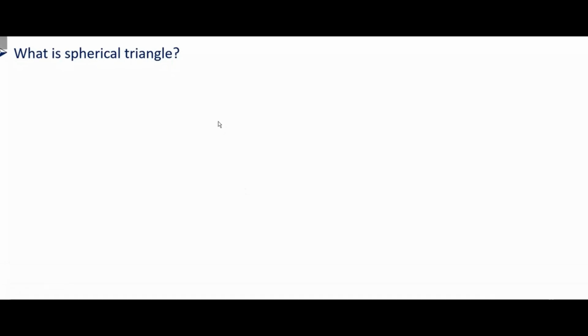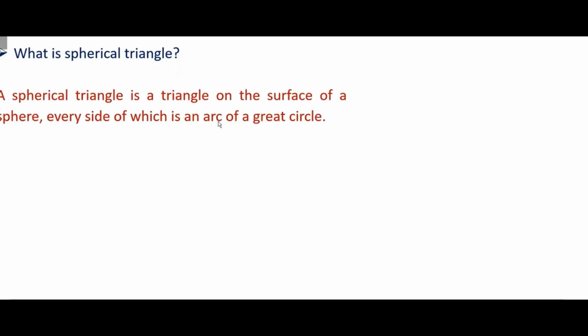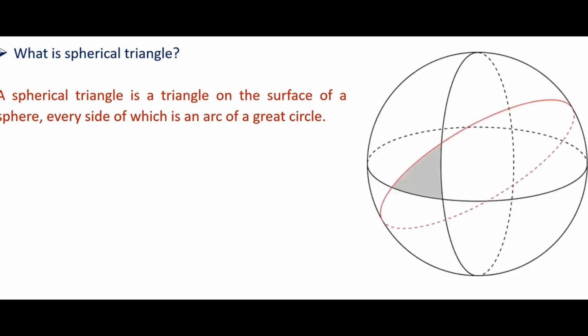To the extent as required for the topic, a spherical triangle is a triangle on the surface of a sphere. Please remember it's a triangle on the surface of the sphere, every side of which is an arc of a great circle. That means if I have three great circles intersecting each other, and the sides form a triangle on the surface of the sphere, the triangle so formed is referred to as the spherical triangle. As you can see in this diagram, this gray shaded triangle is formed by the intersection of this great circle, this one great circle, and the red great circle. So this is one of the spherical triangles so formed.